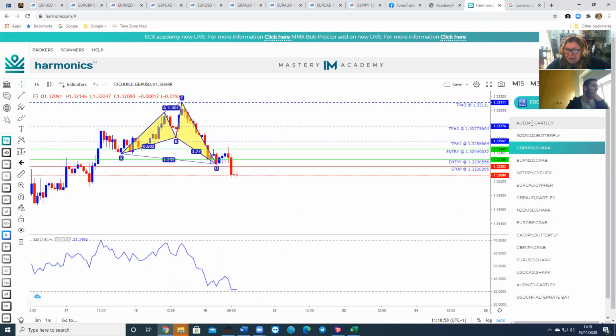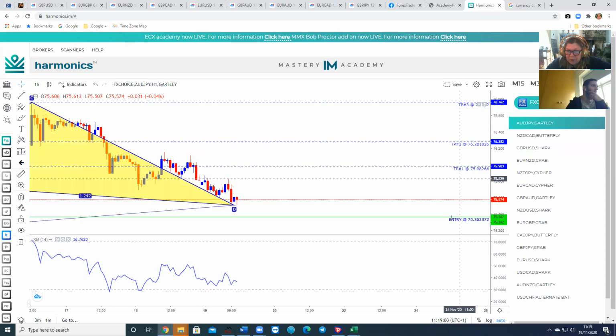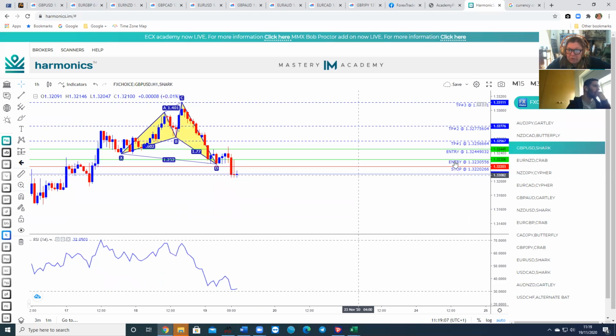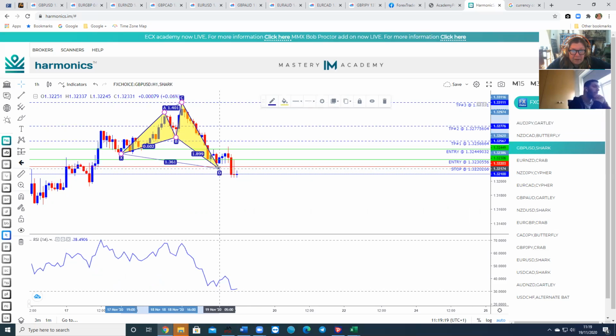Because if you look at any other scan except a shark, you've only ever got one entry point. Whereas if you come to a shark pattern, it gives you 2 entry points. So I'll go through the rules in a minute, but the reason that we apply the rules is because the D point can move on a shark. And that's exactly what is happening there. It hasn't solidified at the initial point that it was given, and it's coming down here.